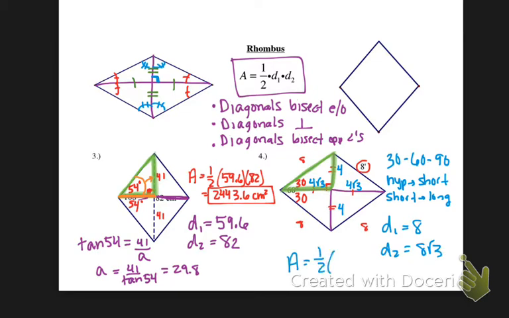Now we're ready to roll. 1/2 of 8 times 8 root 3 is 32 root 3, and that is square feet.